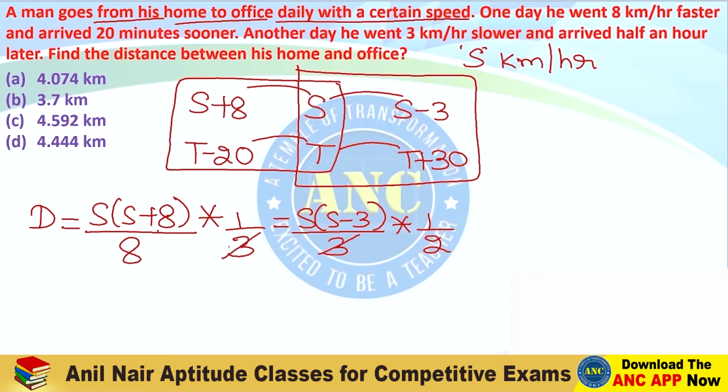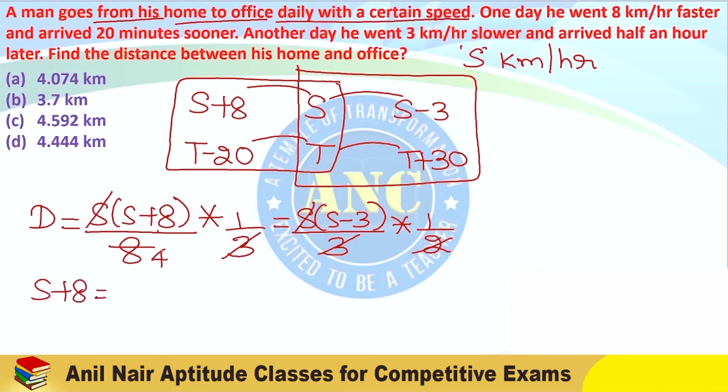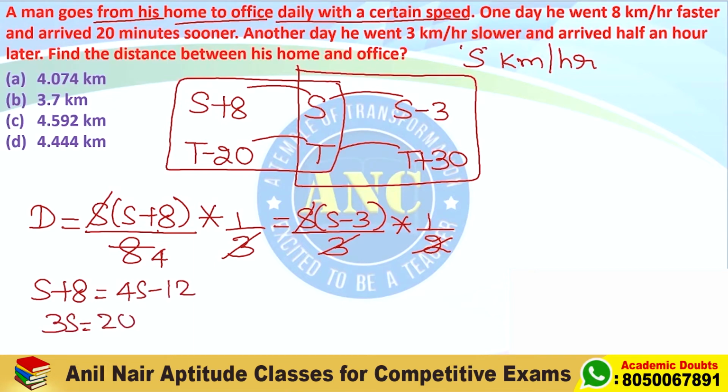So 3 cancels with 3 here, and s cancels with s. Just cross multiply and simplify, and you should definitely get the answer. If I simplify, 2 into 1, 2 into 4. Left hand side will be s plus 8. Right hand side, 4 will be multiplied here: 4s minus 12. So 4s minus s is 3s. 3s is equal to 20. s is equal to 20 divided by 3 kilometers per hour.